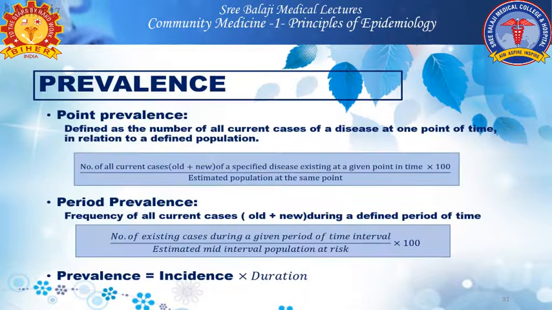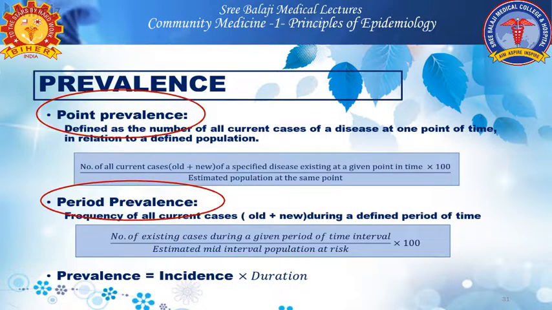So prevalence refers to the number of new and old cases in a particular geographical location in a particular period of time. We have two types of prevalence called point prevalence and period prevalence. Point prevalence can be defined as the number of all current cases of a disease at one point of time in relation to a defined population. Whereas period prevalence refers to the frequency of all current cases during a defined period of time.